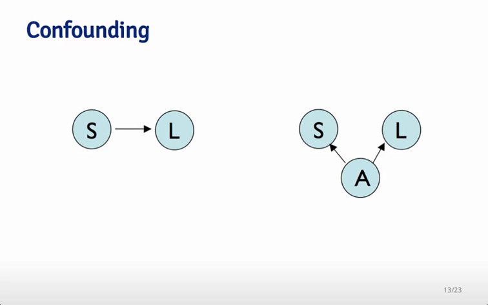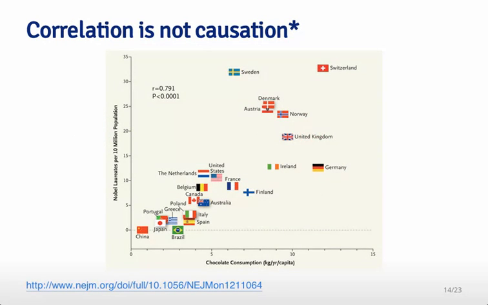This is what's called confounding. So it's paying attention to what are the other variables that might be causing a relationship. This plays out all the time in lots of different studies.